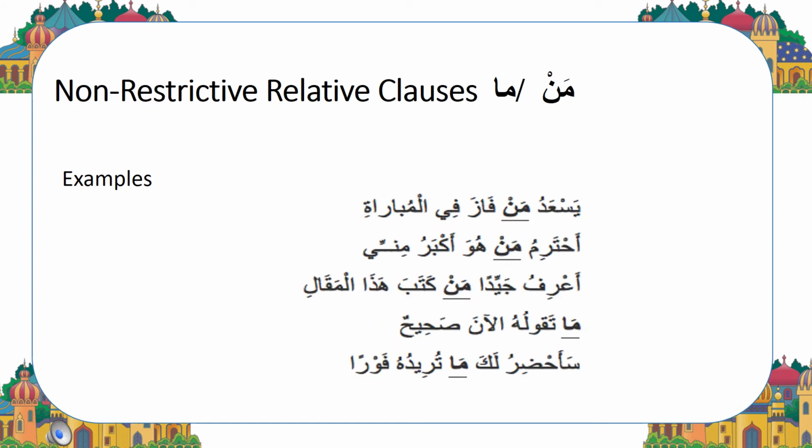Let's talk about the second type, non-restrictive relative nouns, which are man and ma. Man is generally used with rational nouns, while ma refers to non-rational nouns. Secondly, ma does not change with the gender of the antecedent. Take a look at the following examples and pay close attention to how ma and man are used here.